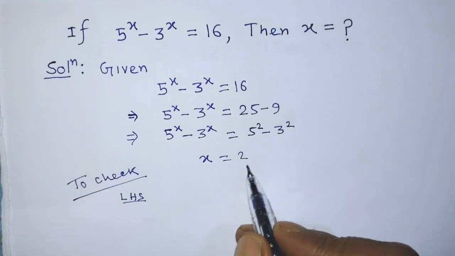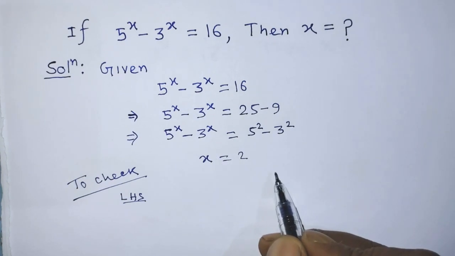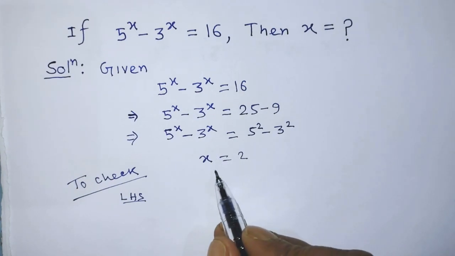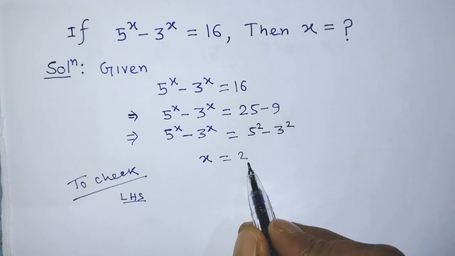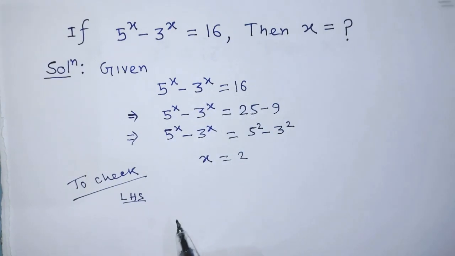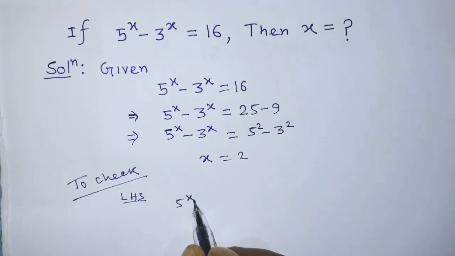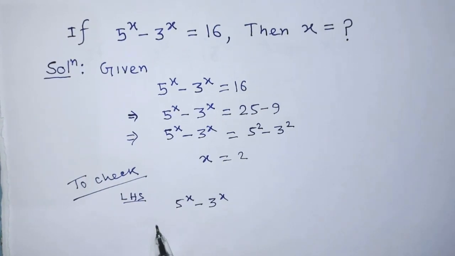So student, to check whether this solution is correct or wrong, we can put the value of x is equal to 2 in the left hand side of this equation. Our left hand side of the given equation is 5 to the power x minus 3 to the power x. So after putting the value of x in this algebraic expression, we can write 5 to the power 2 minus 3 to the power 2.